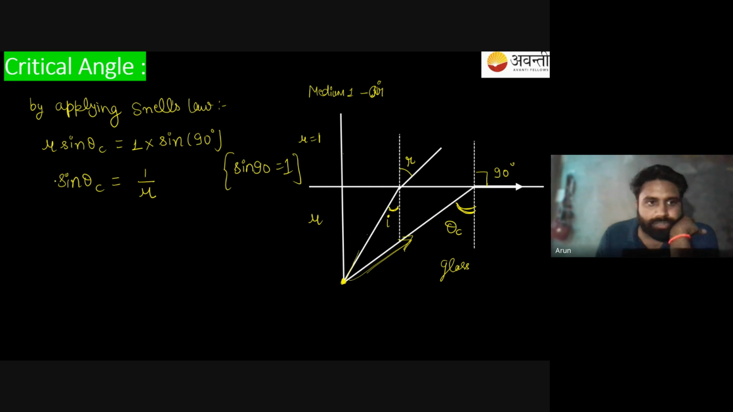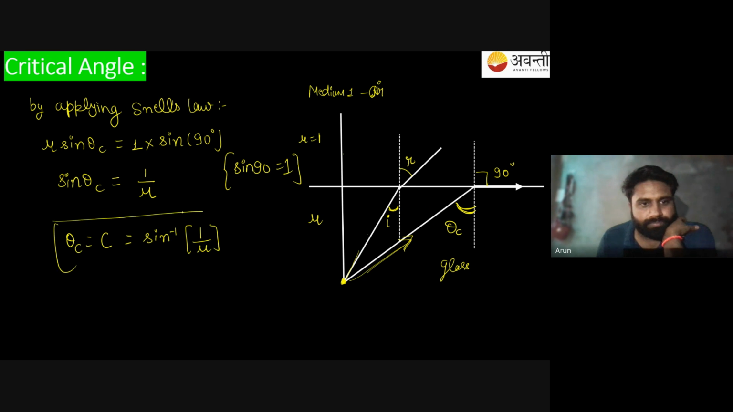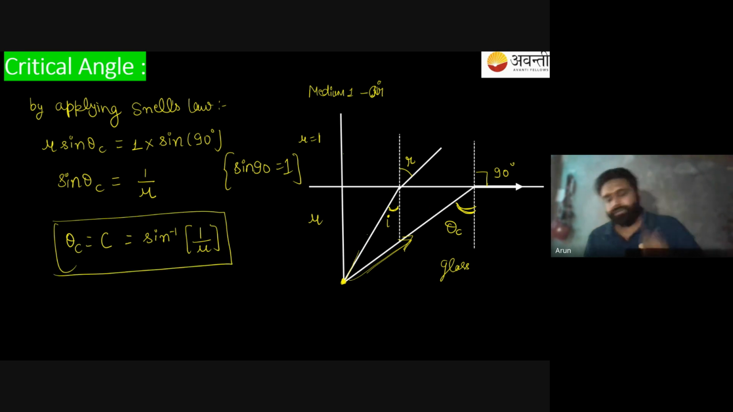Okay. So theta c, or you can write it as capital C, the critical angle of incidence, is equal to sine inverse of 1 upon mu. Got it? So this is the formula for the critical angle that we have. If you have any kind of doubt, you can note it down, take a screenshot of it, or just ask in the chat box. Okay.